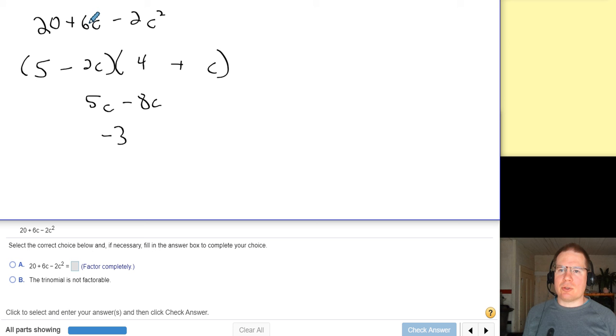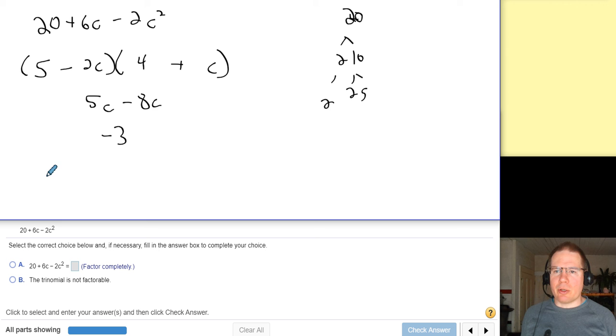No, I want positive 6. I could try switching the signs, but that's going to give me positive 3. I want positive 6. So instead of 5 and 4, let's see, factors of 2, factors of 20, it can't be 2 to go with the 2c. It can't be 4, it can't be 10. This has got to either be 5 or 1. Let's try it with 1.